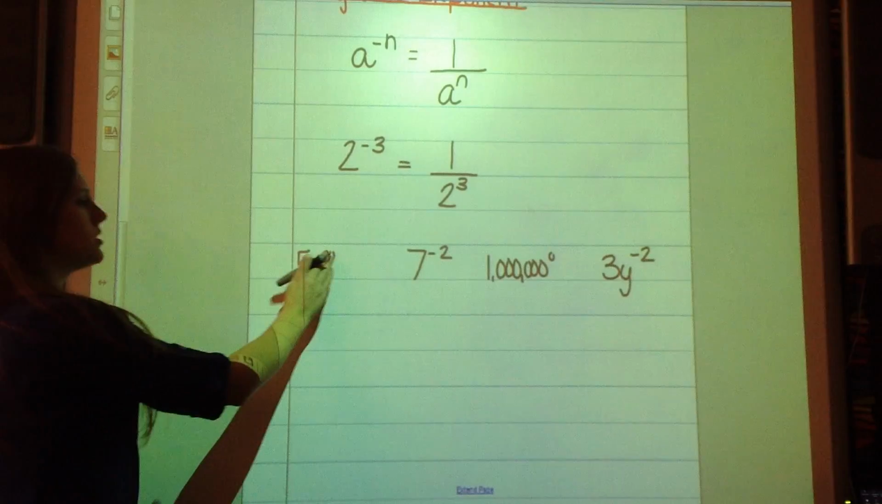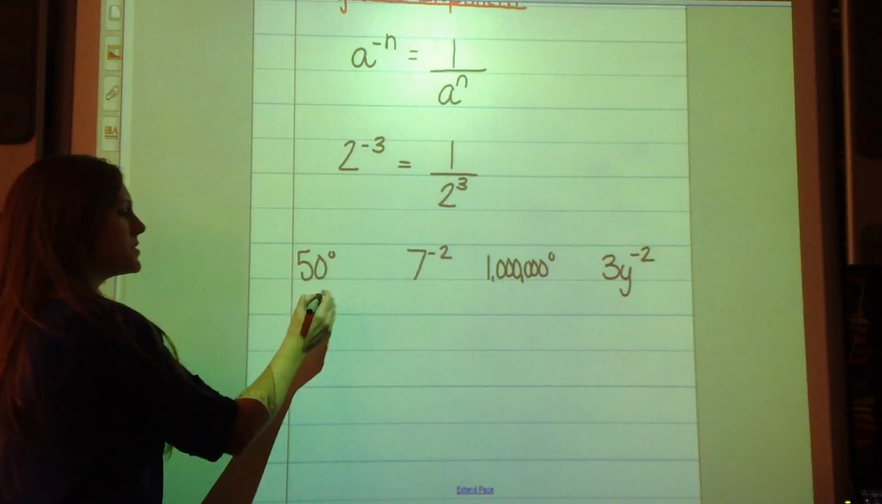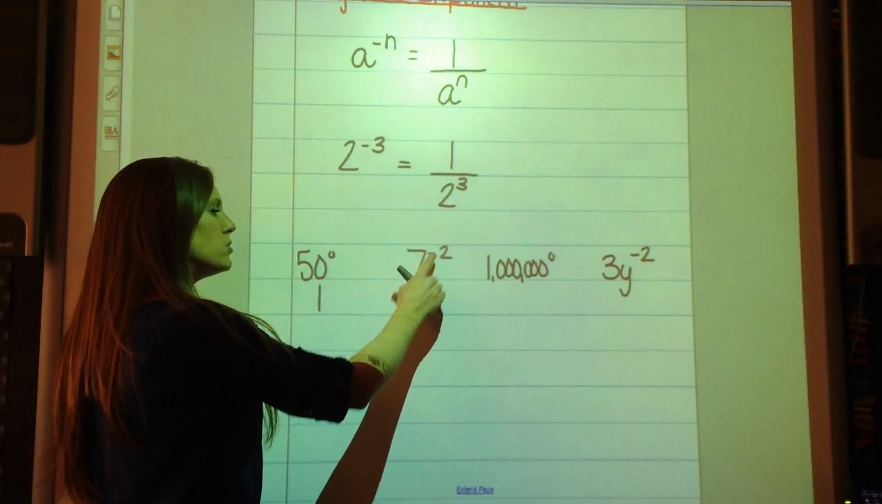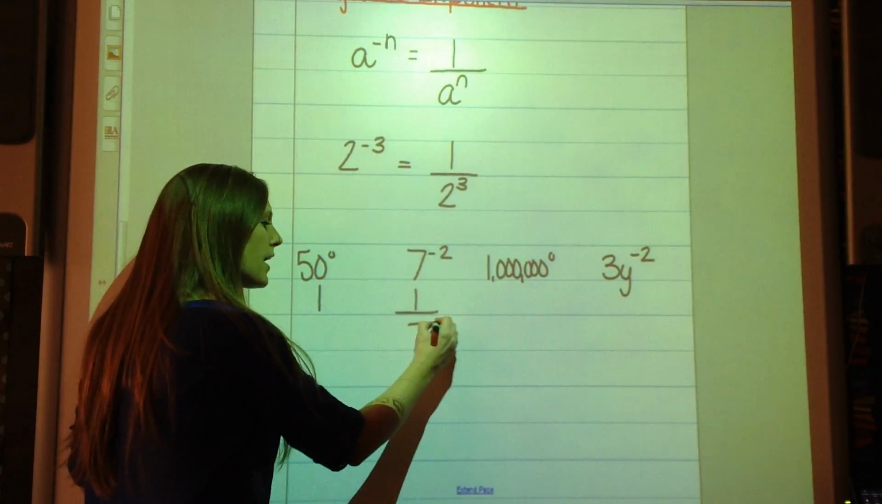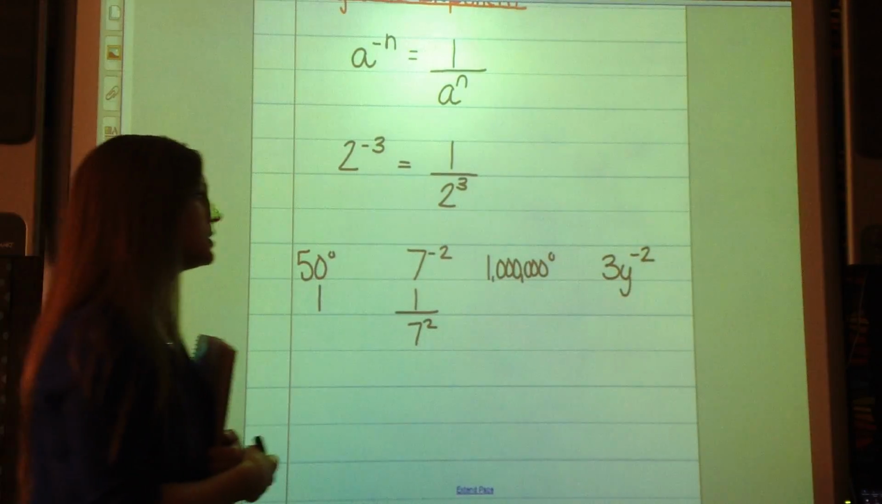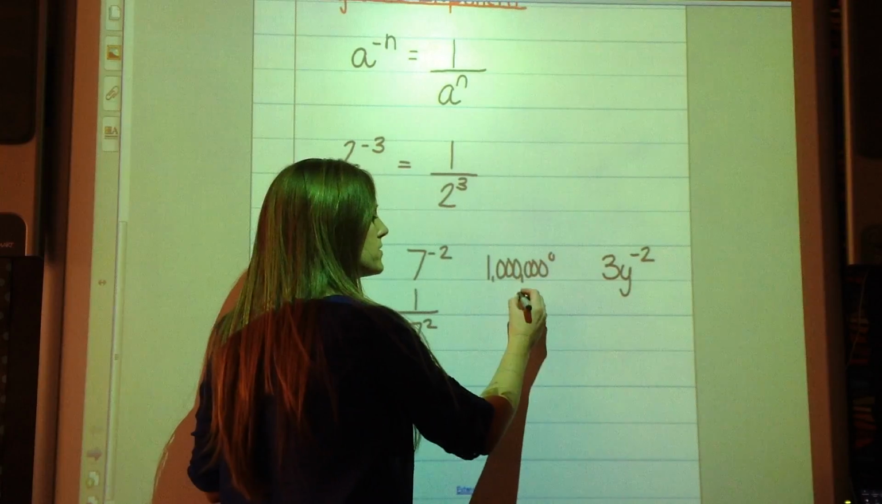So we learned zero exponents mean anything with the power of 0 is 1. Negative exponents tell us to move the base and the exponent to the denominator. The exponent becomes positive. Anything with the power of 0 is 1.